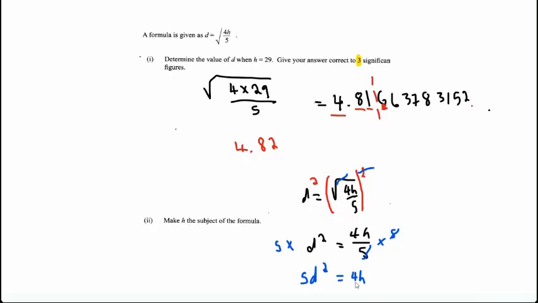Now the final part of this question is to get rid of this 4 in front of the h. So we are multiplying by 4. So to get rid of the multiplying by 4, we divide both sides by 4. So we'll end up with 5d squared over 4, and that is equal to h. And that would be our answer.